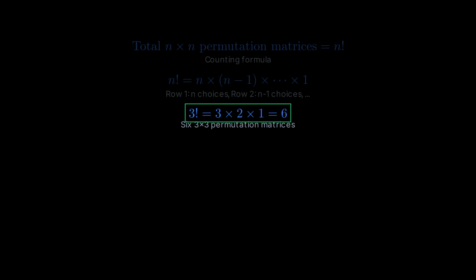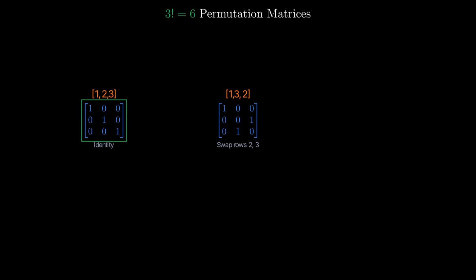For n equals 3, 3 factorial equals 3 times 2 times 1, which equals 6. So there are exactly 6 3 by 3 permutation matrices. Here they all are, labeled by the row order they produce. First 1, 2, 3, that's the identity matrix, where rows stay in the original order. Next 1, 3, 2, rows 2 and 3 are swapped. Then 2, 1, 3, rows 1 and 2 are swapped.